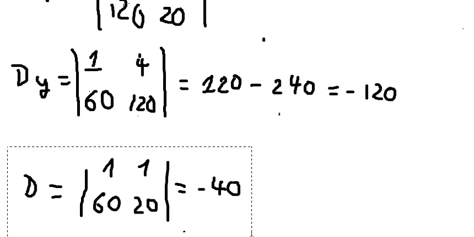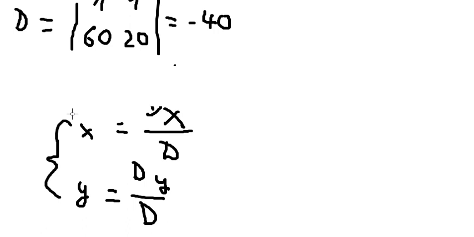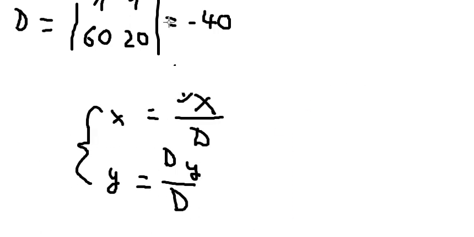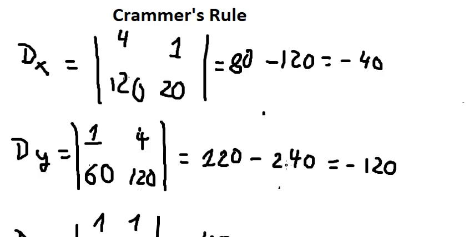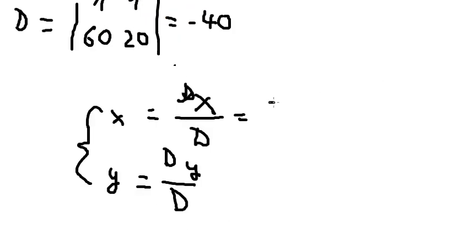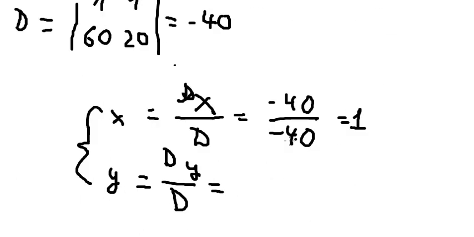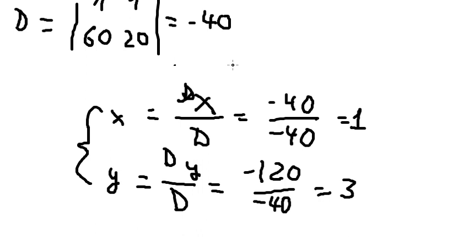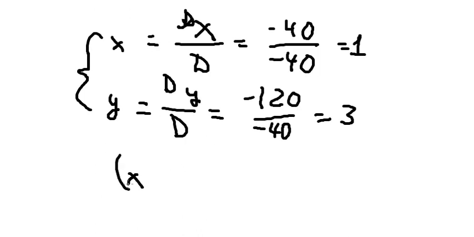So we want to find x and y. That is this one. The x we just calculated, that is negative 40, we divide by negative 40. So we have number 1. And this one, negative 120, we divide by negative 40, and that is number 3. So the final answer is here.